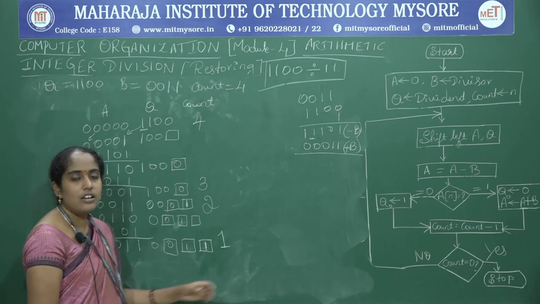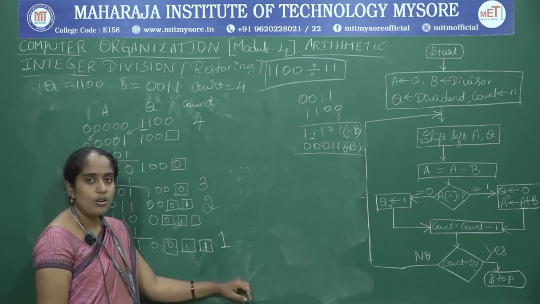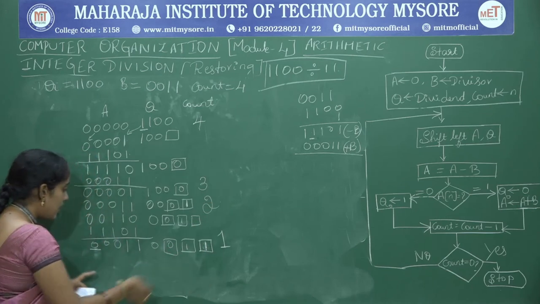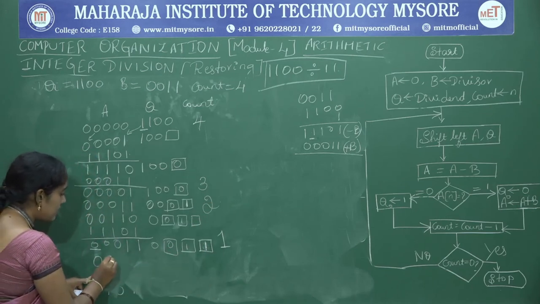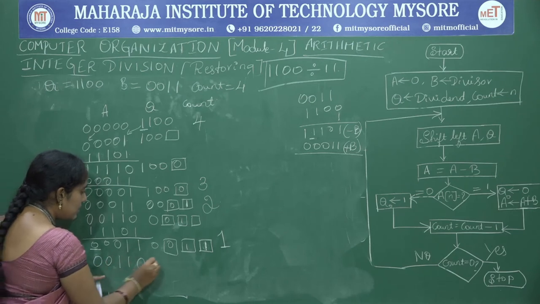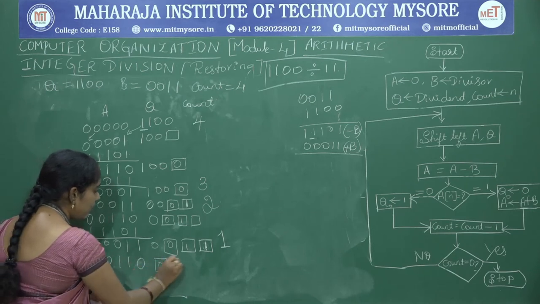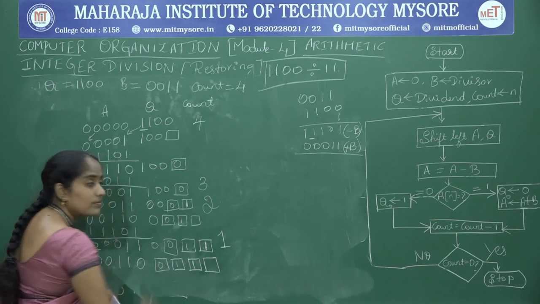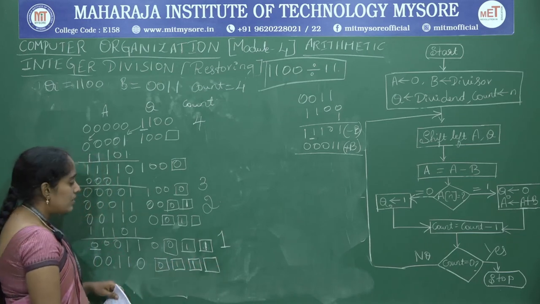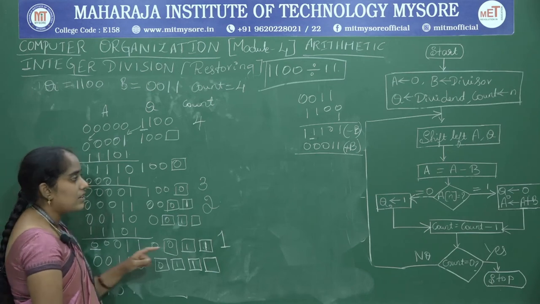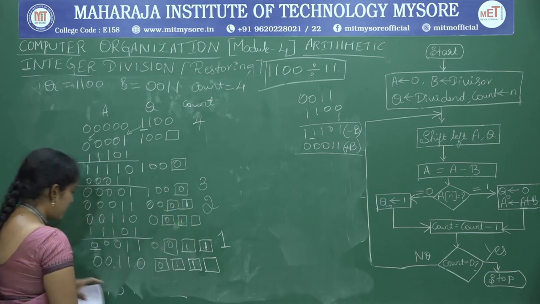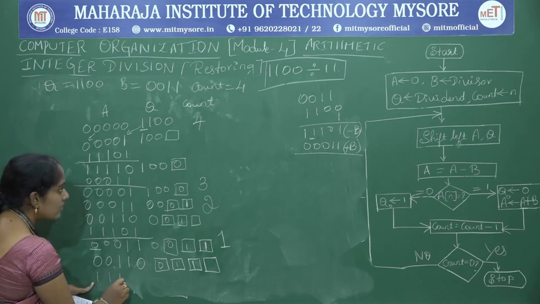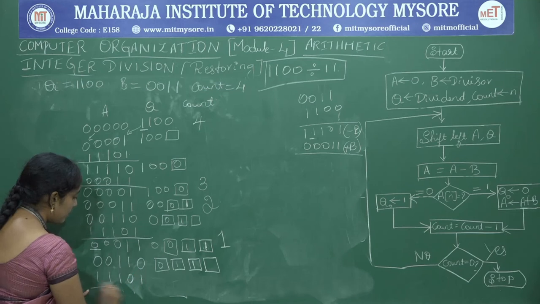Okay, again here count is not equal to 0. So go back to the step 3, shift left. Now it is 0 0 1 1 0. So this is 0, this is 1 and this is also 1 and blank. Okay. So next is A is equal to A minus B. So here minus B is nothing but 1 1 1 0 1.